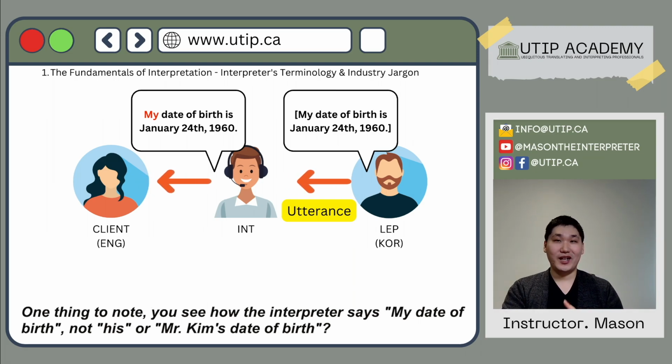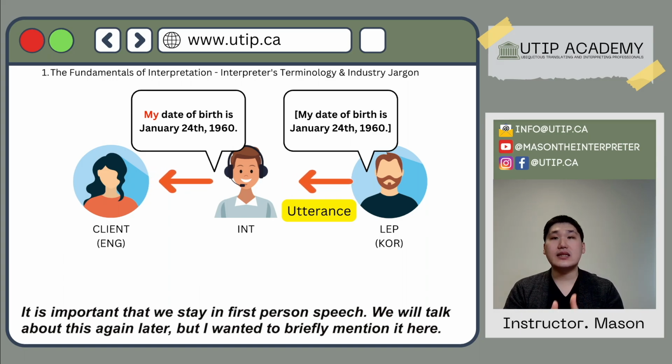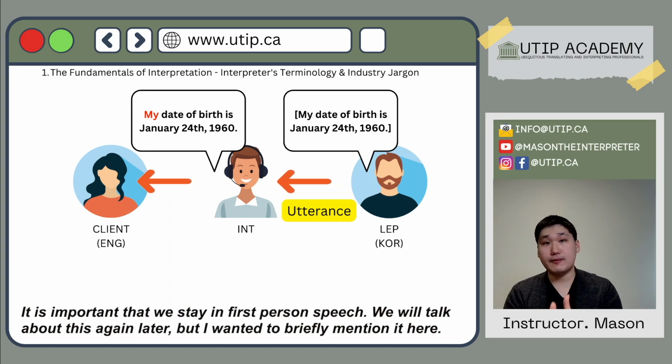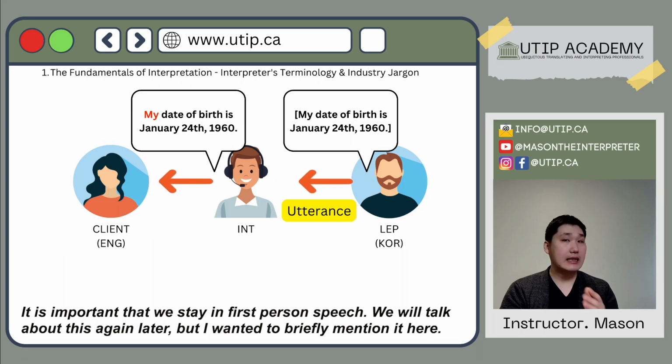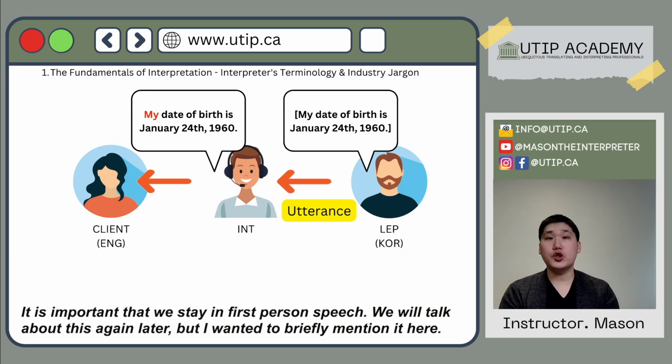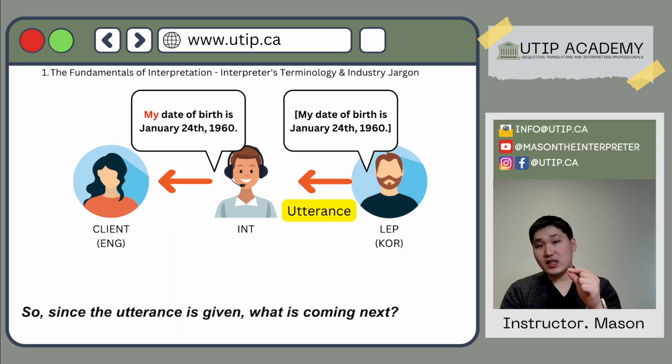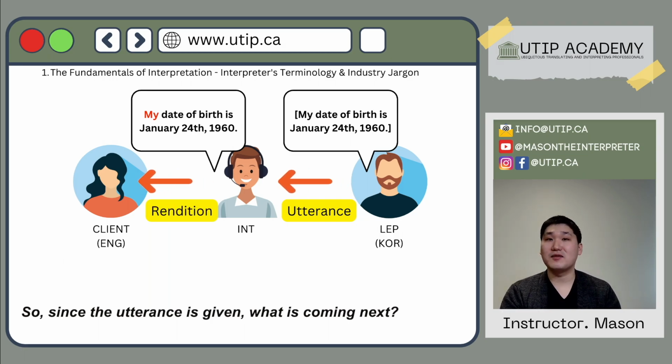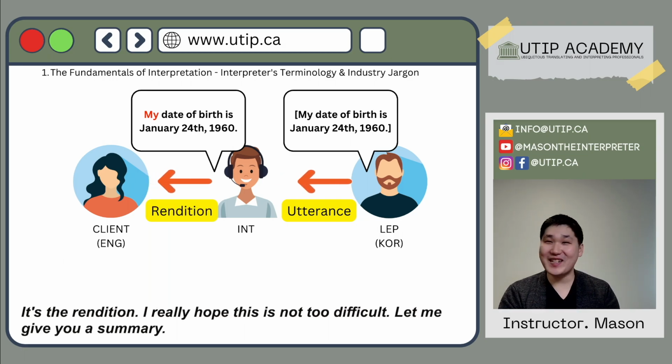One thing to note, you see how the interpreter says my date of birth, not his or Mr. Kim's date of birth? It is important that we stay in first person speech. We will talk about this later again, but I wanted to briefly mention it here. So since the utterance is given, what is coming next? It's the rendition. I really hope this is not too difficult.